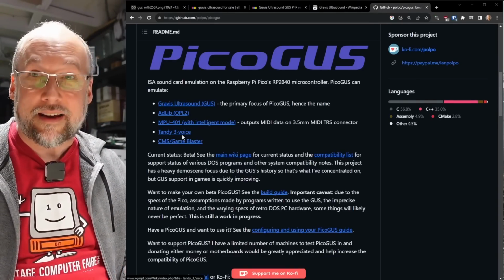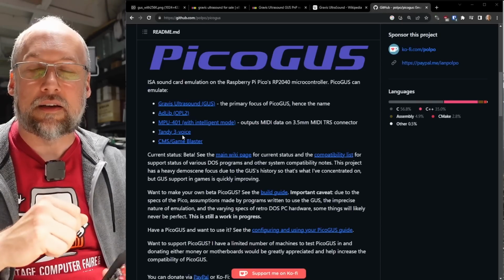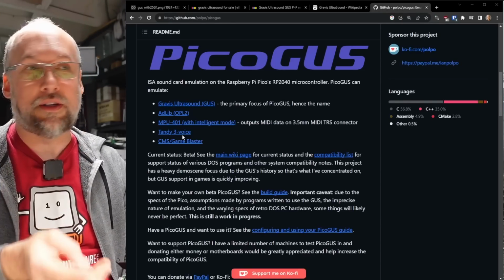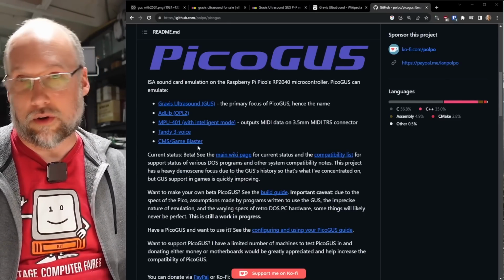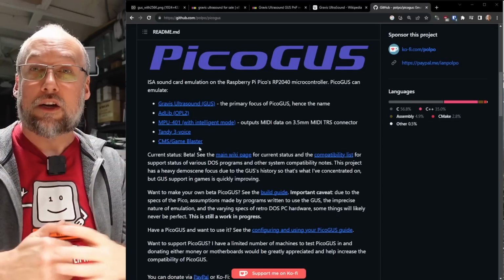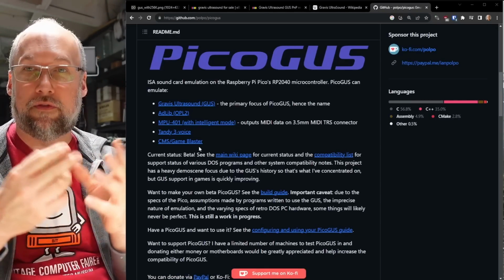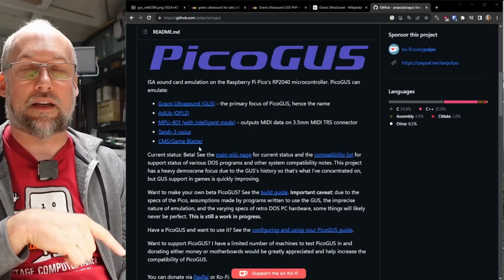It also can do Tandy 3-voice sound, so that's that sound chip. It's an AY sound chip, I think it is, in the Tandy that can do 3 voices. And lastly, currently it can also emulate the Game Blaster, which is also known as the Creative Music System from Creative Labs. That was the precursor to the Sound Blaster, and the very original Sound Blaster cards, like the one I have in my 286 there, has support for that type of output.